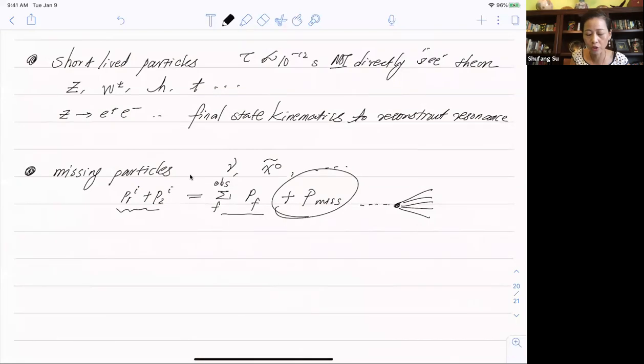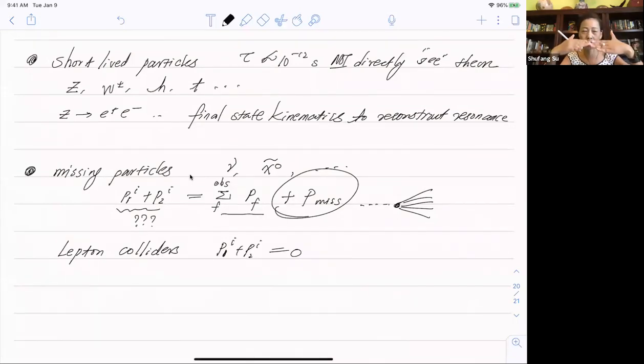So the question is, do we know the initial ones very well? Okay, this comes with the difference between lepton colliders and hadron colliders. At lepton colliders, yes, we do. P1 initial plus P2 initial equals zero. It's a perfectly good center-of-mass system. Which means the missing momentum is basically minus the sum of the observable ones. Nice and clean, in all three directions, X, Y, Z.